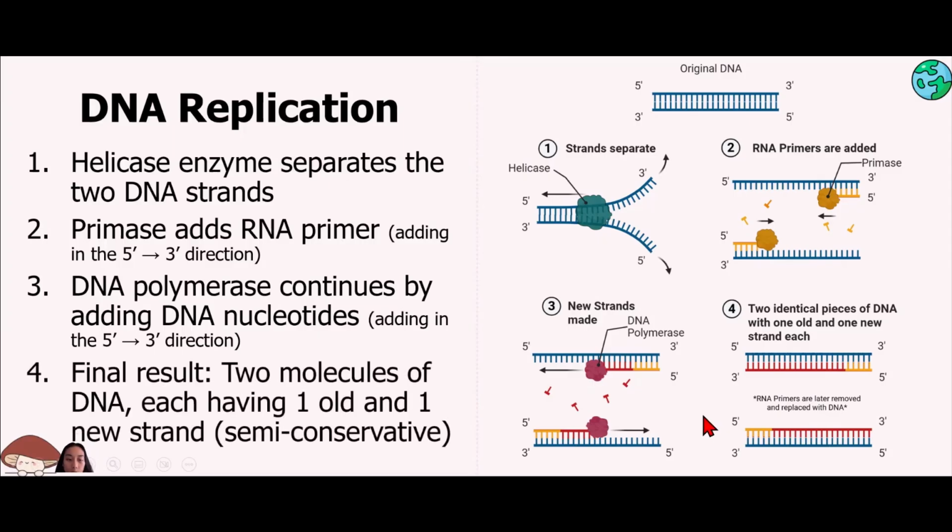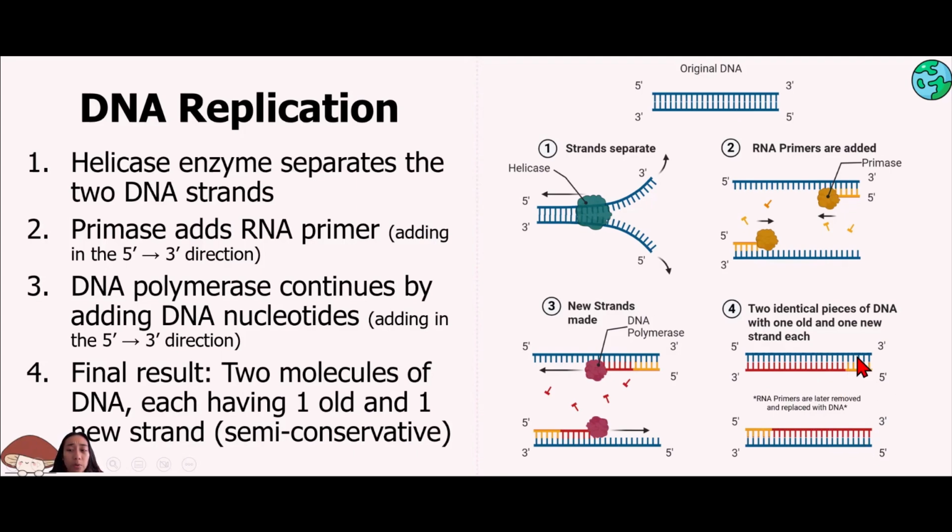And our final result, sorry, I'm blocking it a little bit. Our final result is that we're going to have 2 identical pieces of DNA, and each molecule of DNA is going to have 1 old strand, which I've designated with the blue color, and 1 new strand, which I've designated with the red/orange color. And so we call this the semi-conservative way of replicating DNA because guess what? Half of the DNA is from the original old DNA, and then half of the molecule is now new DNA.